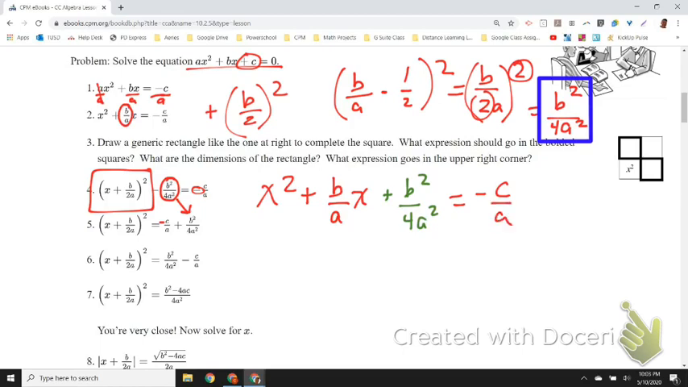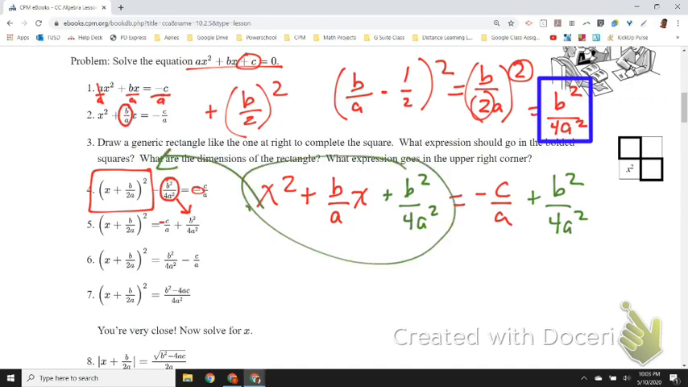And remember, because we added that b squared over 4a squared on the left, we've got to add it on the right as well. Okay? And so this turned into that red box right there. It's a perfect square trinomial. Hopefully I haven't confused you too much. At this point, we are right here, step number 5. So step number 5, I'm going to start solving for x.